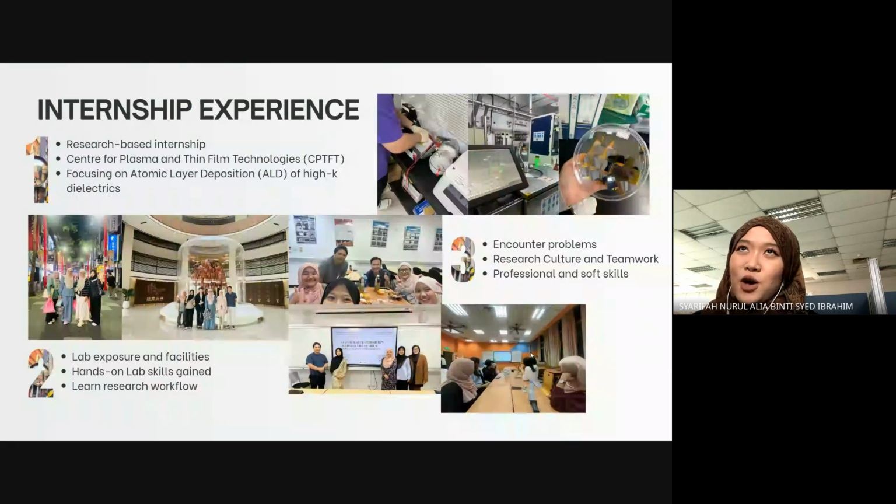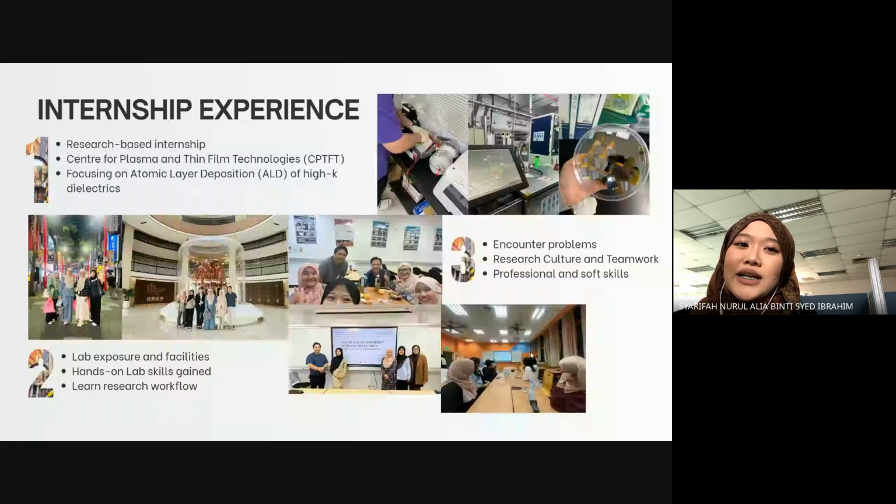At first, I just watched and listened very carefully, but slowly I moved on to handling experiments on my own, which was both exciting and a bit scary, but in a good way, because sometimes I felt like the machine would explode, something like that, because you handle it by yourself. So that experience really boosted my confidence as a material engineering student.